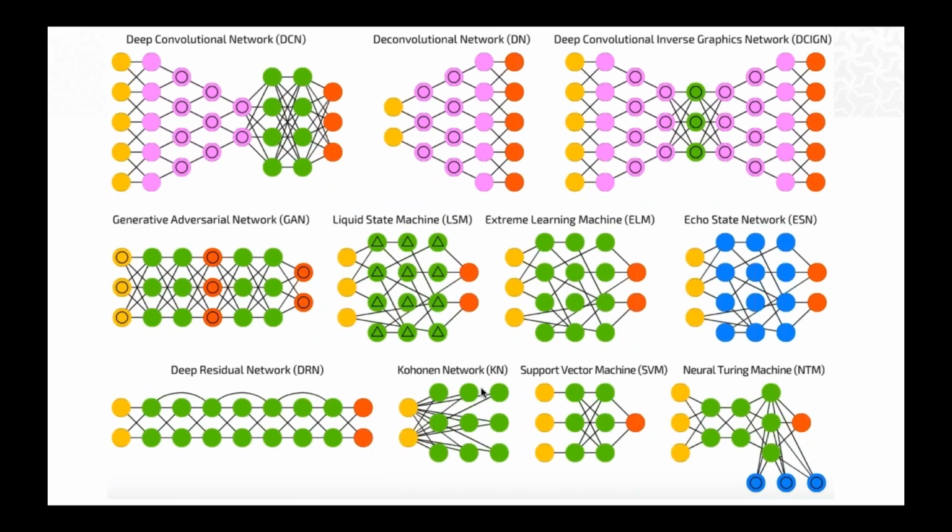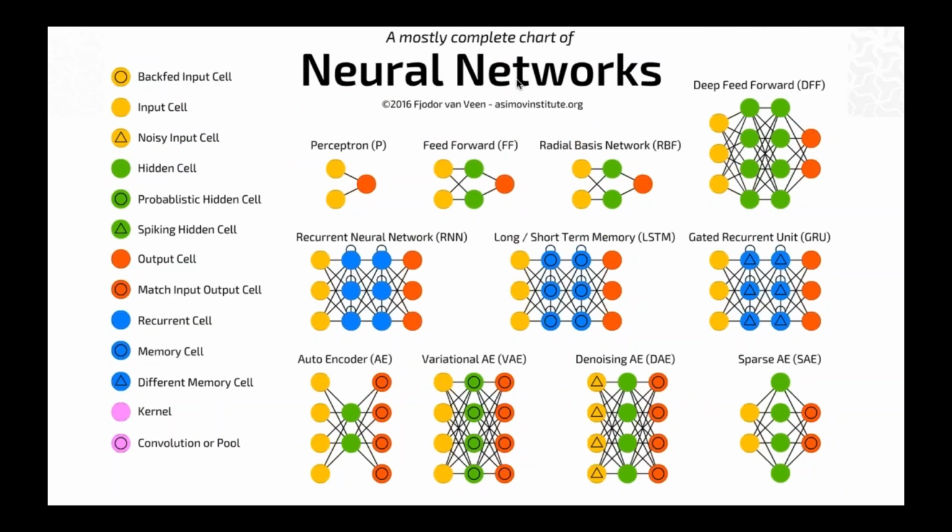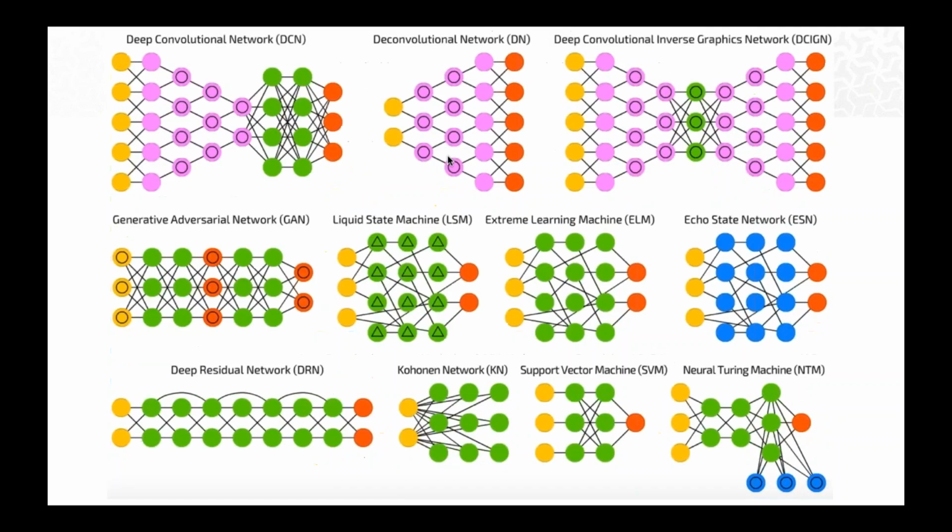So I would suggest that you take a look at asimovinstitute.org. They have a fantastic blog on the various neural networks. Another thing they have done is they have also linked to the originating papers. So if you want to get deeper into each of these networks, you can read the corresponding paper as well.